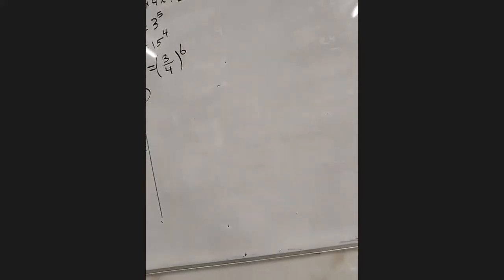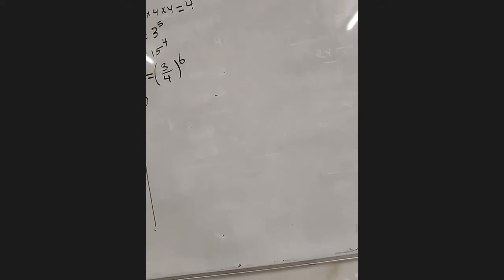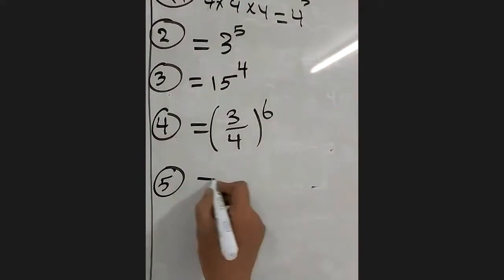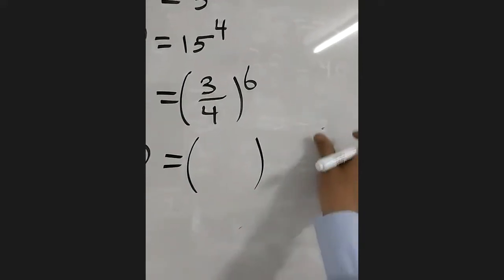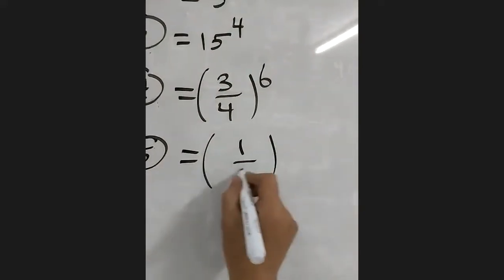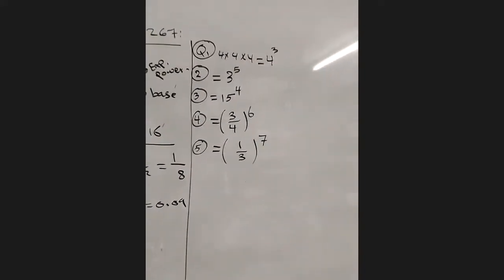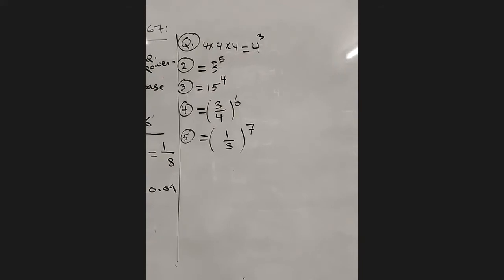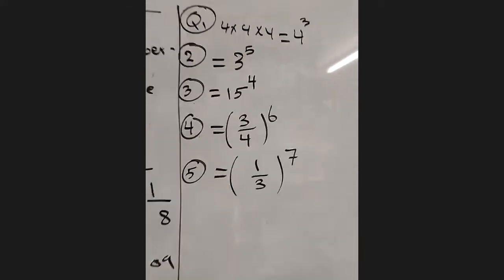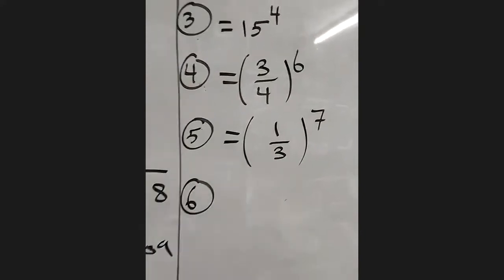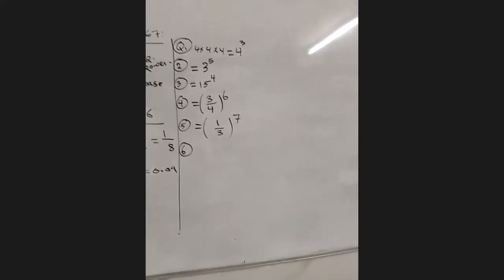Do question 5. Question 5: 1 over 3 multiply 1 over 3 multiply 1 over 3 multiply 1 over 3 multiply 1 over 3 multiply 1 over 3 multiply 1 over 3. Equal, brackets 1 over 3 to the power of 7. Yes, exactly. Thank you, Yusuf. Thank you, Omar. Let's do question 6, guys. Thank you all.